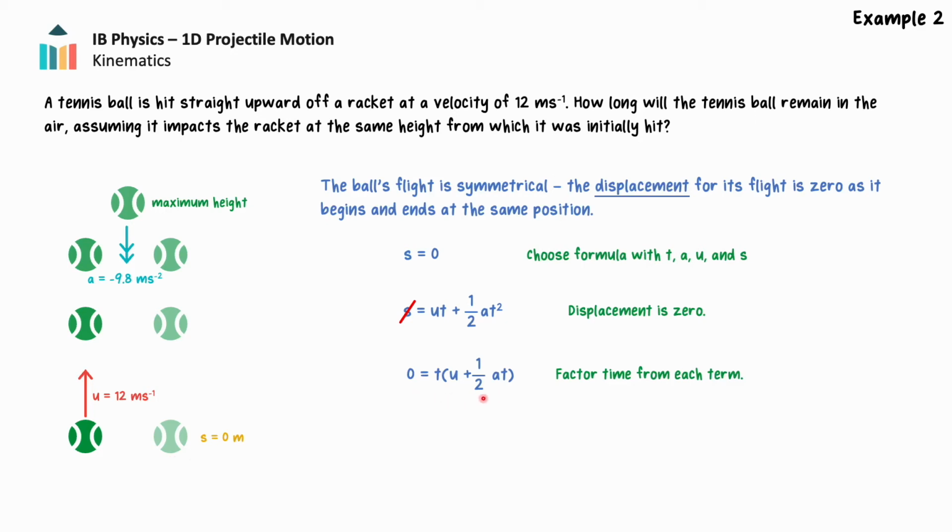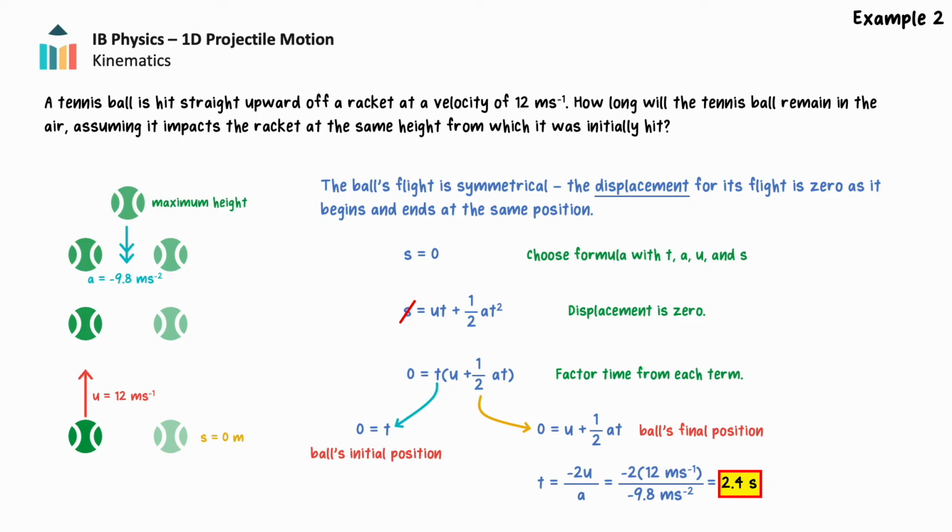So this equation will be true when time is equal to 0, that is to say, the displacement is 0 before the ball leaves the racket. This equation will also be true when the initial velocity plus 1/2 the product of acceleration and time is equal to 0. The time here is the ball's total time in the air, or the time for the ball to reach the maximum height and fall back to its initial height. This is what we want to solve for.